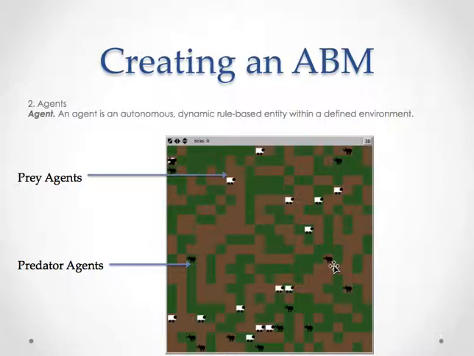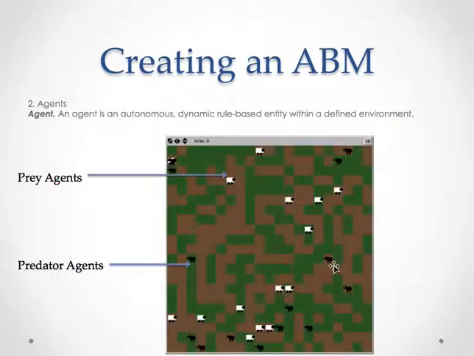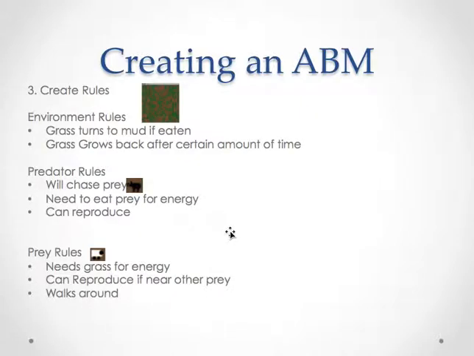So these are going to have different rules. The next thing we can do is create a rule set. The environment needs rules. So, very simple: if grass is eaten by sheep, it turns into mud, and the grass grows back after a certain amount of time. So it's quite a simple rule, that these green ones will turn brown if there's been a sheep on them, and after a while they'll turn green again, back into grass.